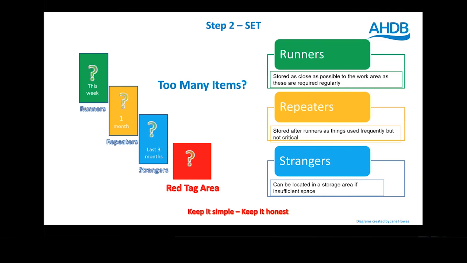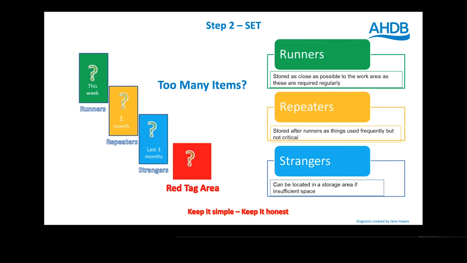The strangers would be the unusual things, so the things that are not used that often, possibly the special jobs that you work on. And then the repeaters are something that fits in between the runner frequencies and the stranger frequencies. So basically, the runners are the high frequency jobs, the strangers are the low frequency jobs. Or it could be the runners are the items that you're using all the time, the strangers are the items that you don't use that often within the area.